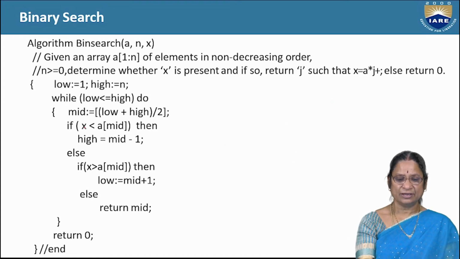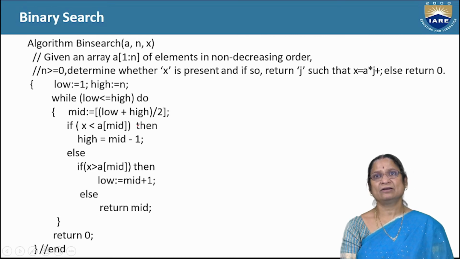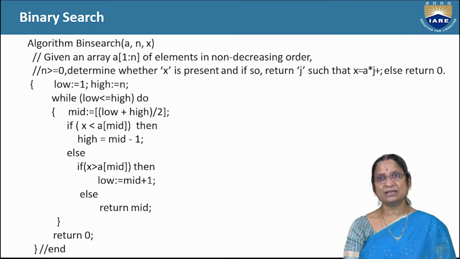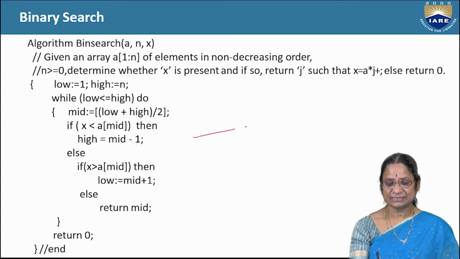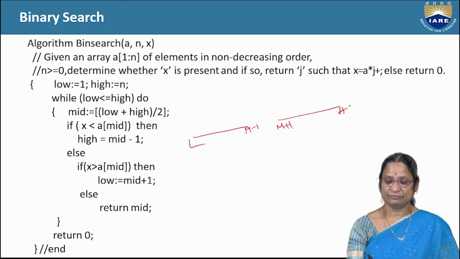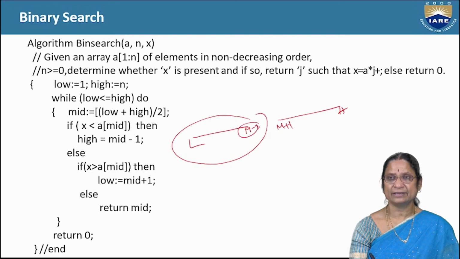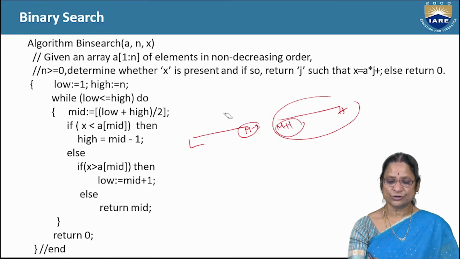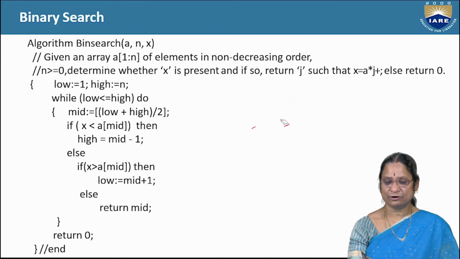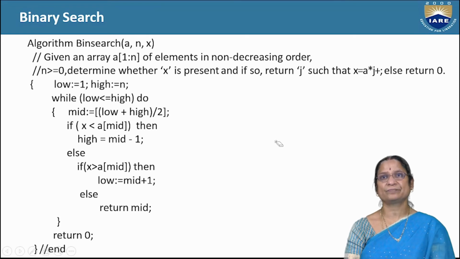So what is to be done? If x is less than A of mid, then my list is reduced to the first half. Low remains as it is, and high will be mid minus 1. That means the lower bound is the same. First half of the list means lower bound to mid minus 1. Greater than means mid plus 1 to the upper bound value. So when I am reducing my list to the first half, I have to update high, and when I am reducing it to the second half, I have to update low. Based upon that, the list is automatically reduced to half of the elements.